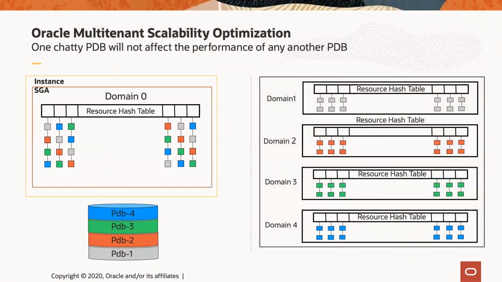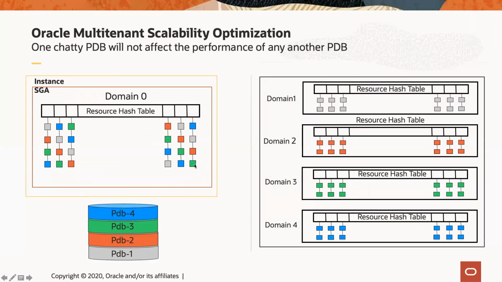For multi-tenant, we have improved the scalability optimization. Essentially, the idea is that one chatty PDB should not affect the performance of another PDB. What this means is, if you look at the left-hand side, in the SGA we have a resource hash table, and even though you have 4 PDBs, we hang them off of the same resource hash table. So if I have to go to this green block, I have to traverse each of these resource hash tables until I reach this green block.